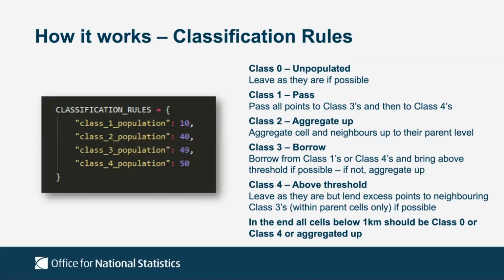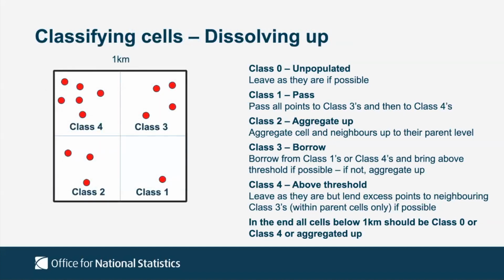These are the rules. These are the thresholds we're currently using, but as I said, they can be changed to be whatever you want them to be. So just to give you an example of this in practice, now that I'm going through this, I realize it's quite similar to the previous slide, but this has got a fancy animation, so I couldn't not include it. So this is dissolving up because it's got a class 2.